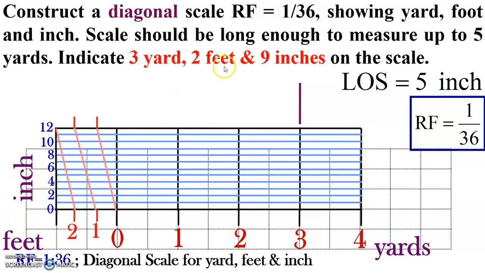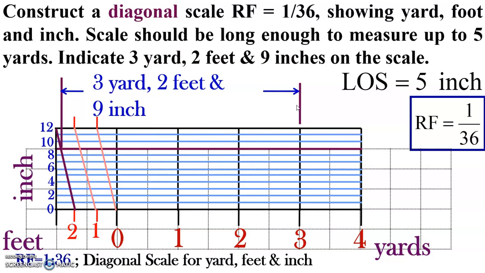So as it is feet, we have to select the second division in the red. So I am going to select the second division. Now 9 inches. For 9 inches we have to select the divisions in the blue color font. So I am going to select the 9th division on the inch scale. Now at the intersection of these two lines, we have to draw a vertical line. And this distance is 3 yard, 2 feet and 9 inches.